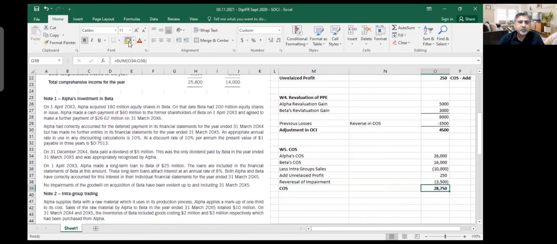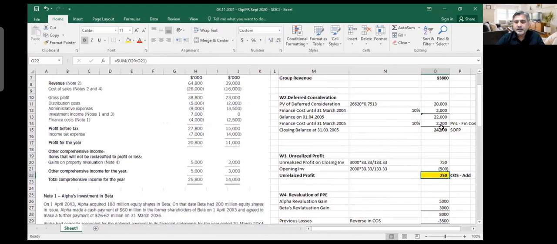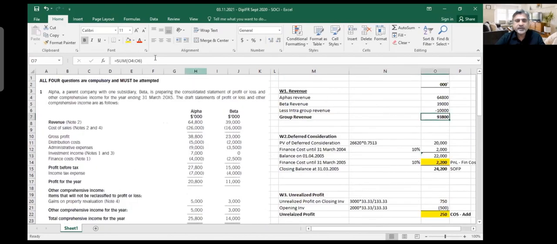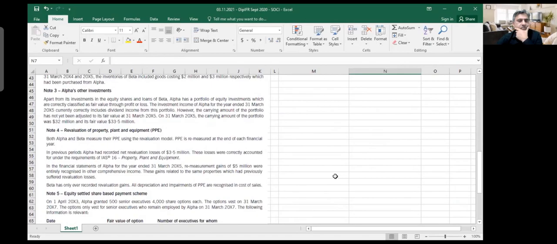So I need this number with me. I need adjustment in OCI here. This number we already treated. This number we are going to take. This 2200 we will take as finance cost. Group revenue we need this much. So these are the numbers which we are going to use here. What else is remaining? Investment income.